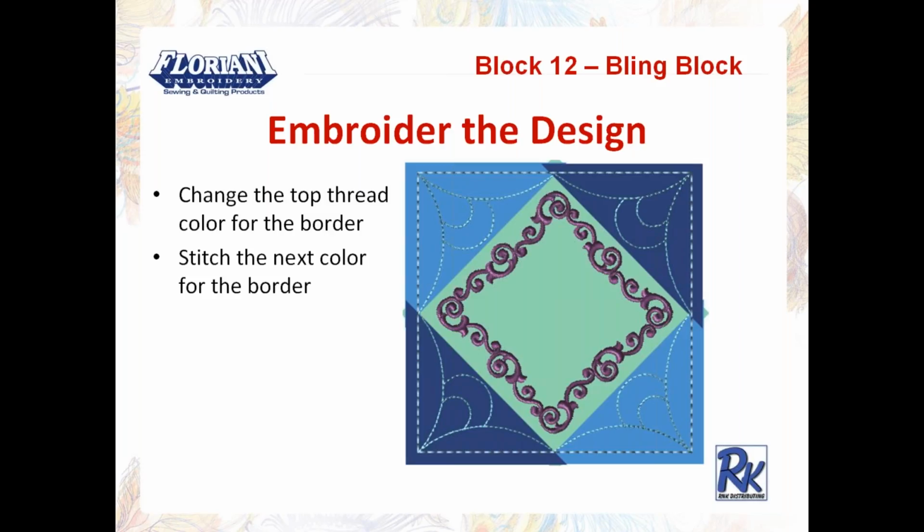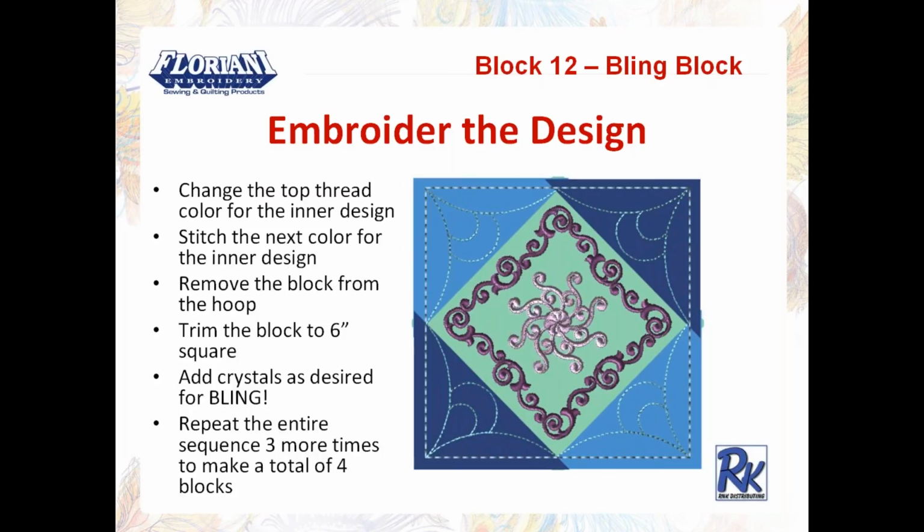So go ahead and stitch out your border. Change the thread one more time for the inner design. Go ahead and stitch that inner flower design out. Go ahead and now remove the block from the hoop and trim it to 6 inches square. And the new Quilter Select 6 by 6 inch square ruler is great to do this with. Again, you can get that at your Floriani or Quilter Select dealer.